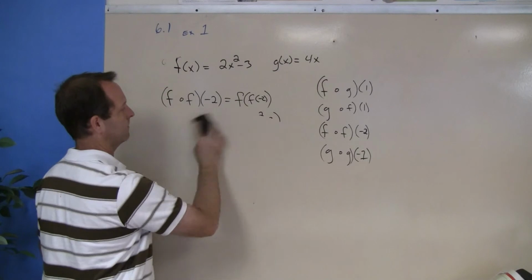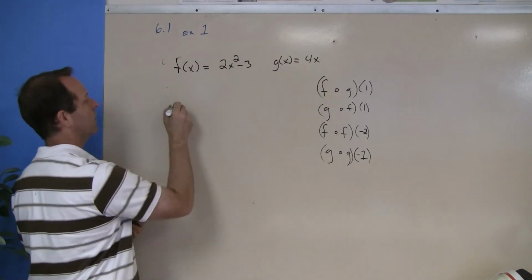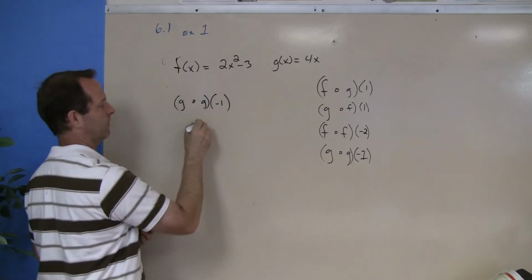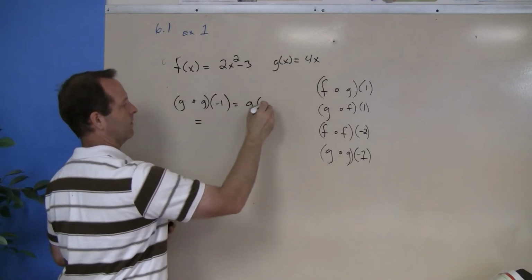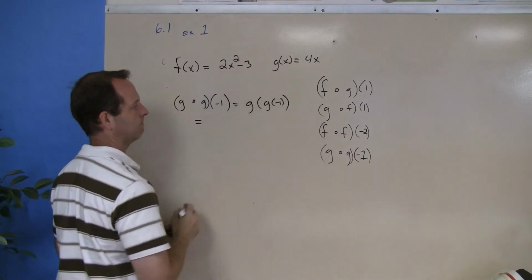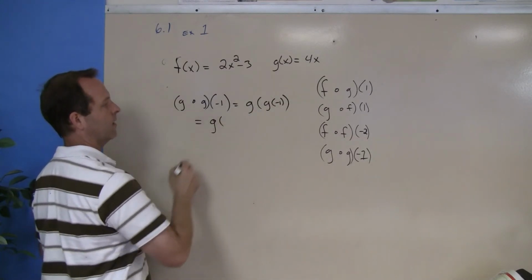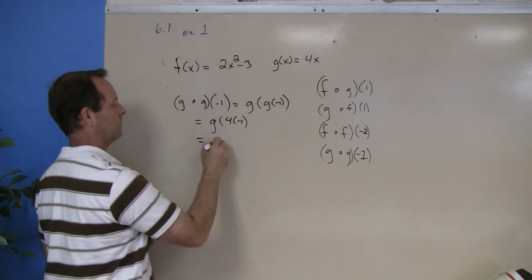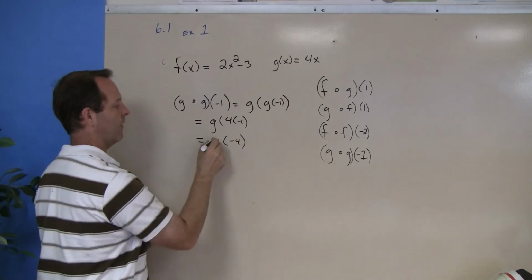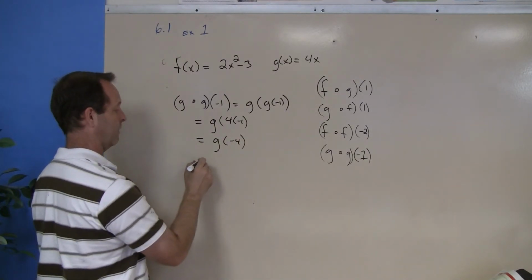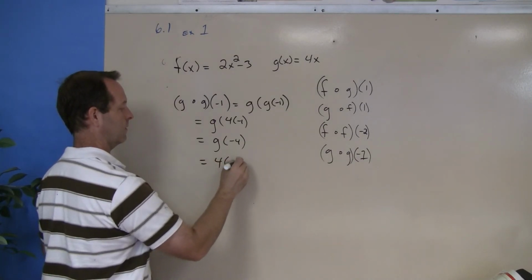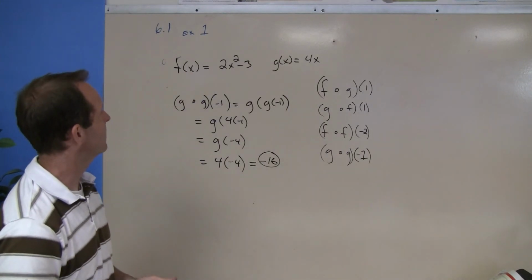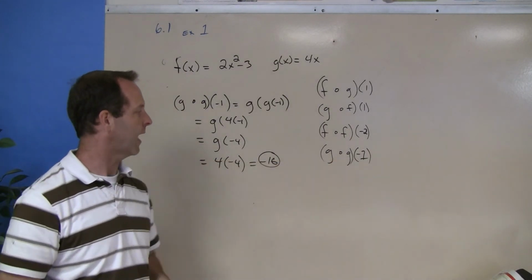And then lastly, let's look at this example, g composed with g at -1. G of -1, that's a 4 times a -1. Gives me a -4. Now I evaluate the function g again at -4. Produces a -16. So there's my solution of g composed with g at -1.